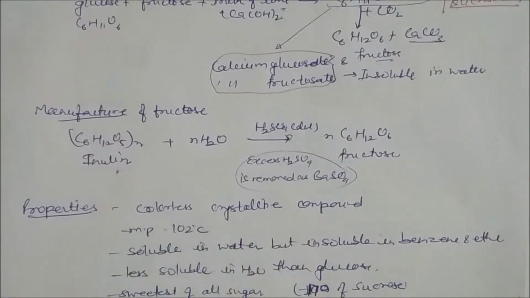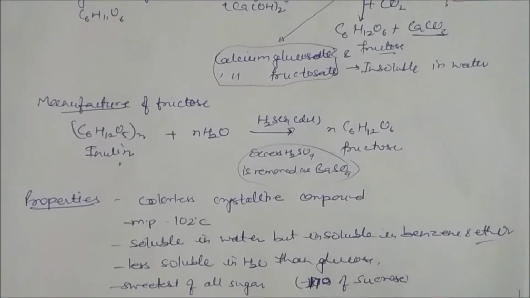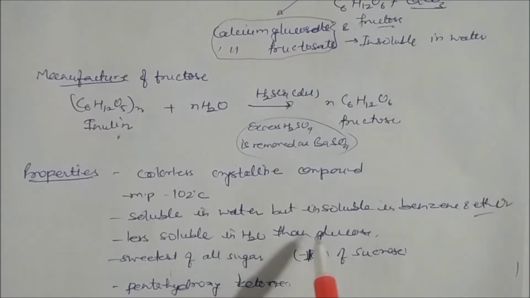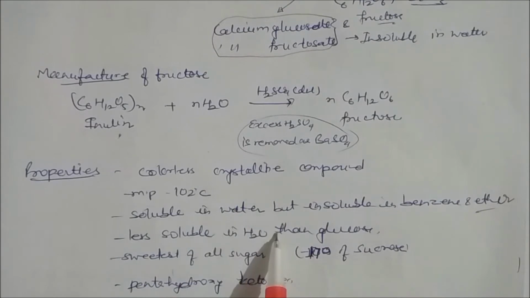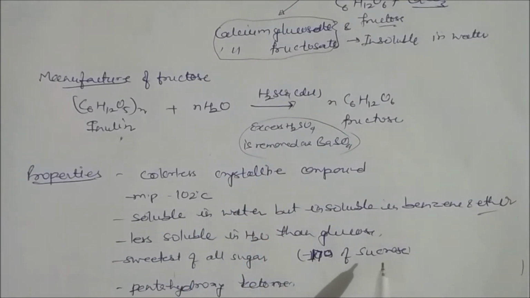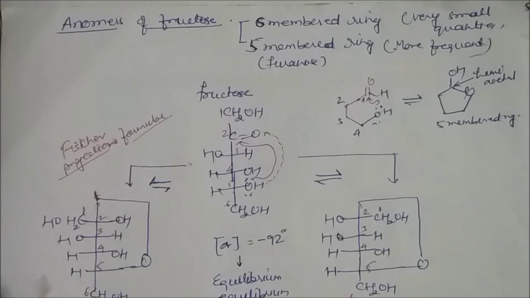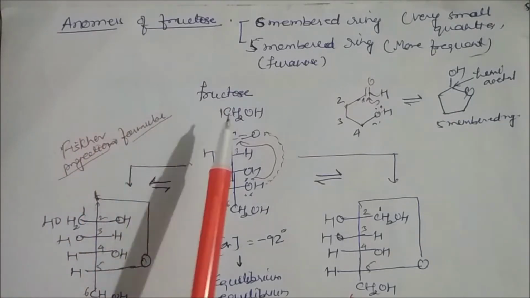Properties: it is a crystalline compound with a melting point of 102 degrees centigrade. It is soluble in water but not soluble in benzene and ether. It is less soluble in water as compared to glucose. Glucose is more soluble, fructose is less soluble. Fructose is the sweetest of all sugars, already seen, 170 times sucrose, and it has anomers. Fructose has two types of rings.